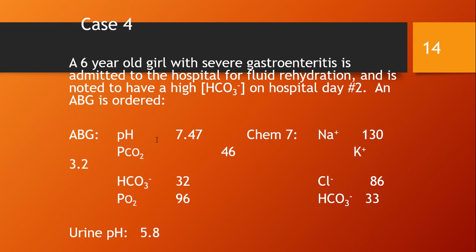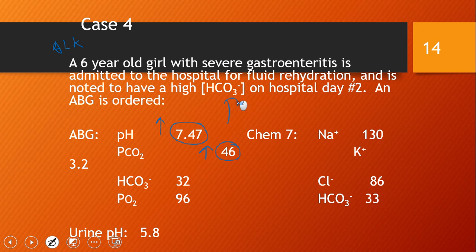So next case here, we've got a 6-year-old girl, severe gastroenteritis, admitted to the hospital for fluid rehydration, and is noted to have a high bicarb. So what's the first thing we look at here? What do you look at? That's right, look at the pH. What is it? It is alkaline, so we're going to say alkalosis. What's the next thing you look at? That's right, you look at the PCO2. What is a normal PCO2? Well, 40, so that means this is high.